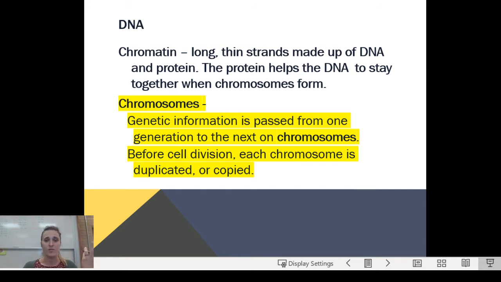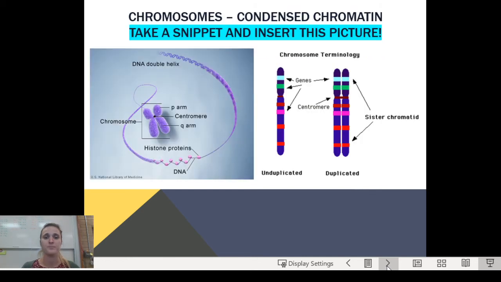So you have half from your mom and half from your dad, and before the cell can divide, each chromosome is copied so that the cell that is going to be the duplicate has the exact same chromosomes so that you're able to then have that cell work for you. If it didn't have all the same stuff, the cell wouldn't work, okay?